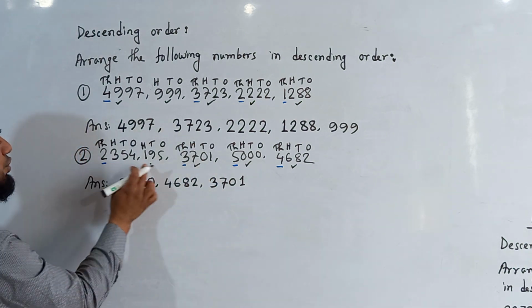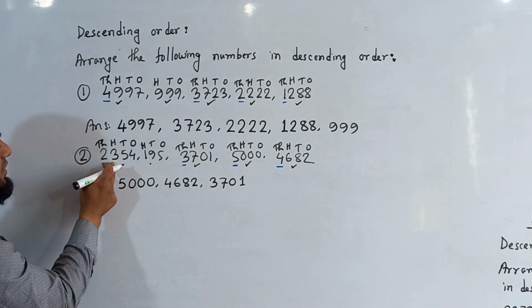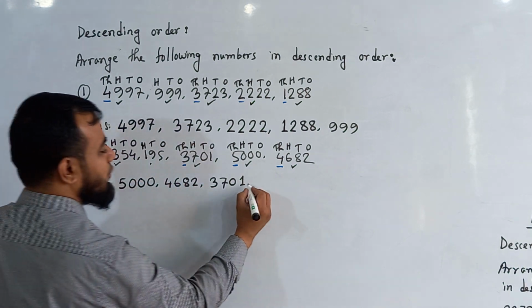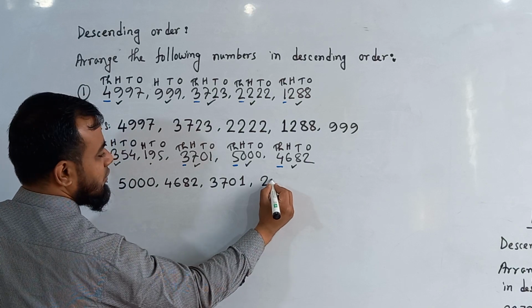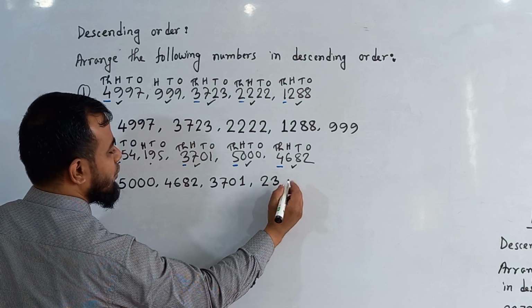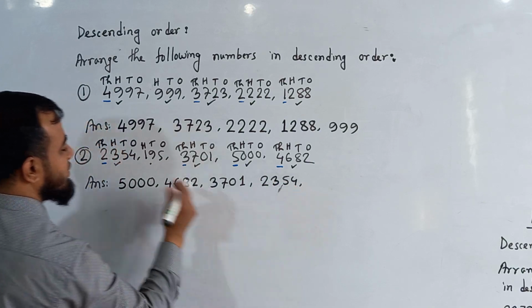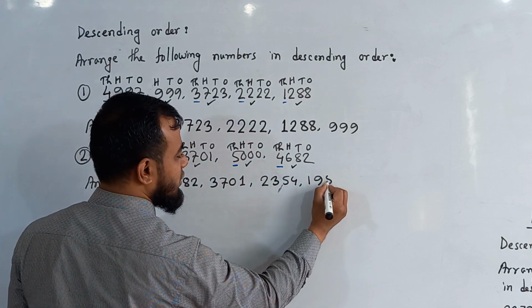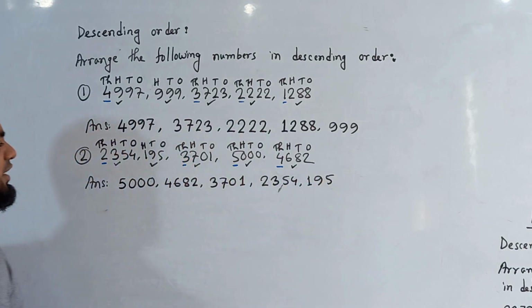Now we have these 2 numbers remaining. Obviously this number will be greater than 195. So write it down in the fourth place, 2354. And the last number will be 195, which is our smallest number in this sequence.